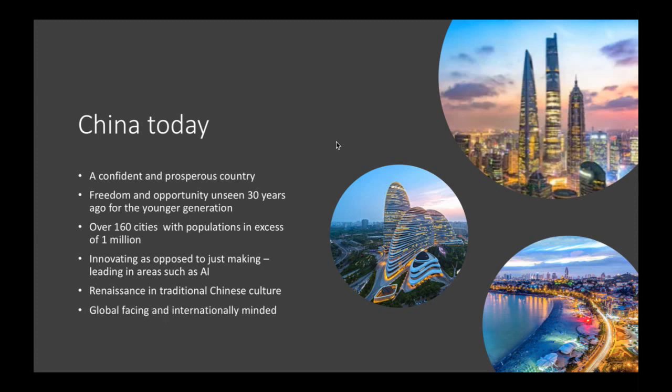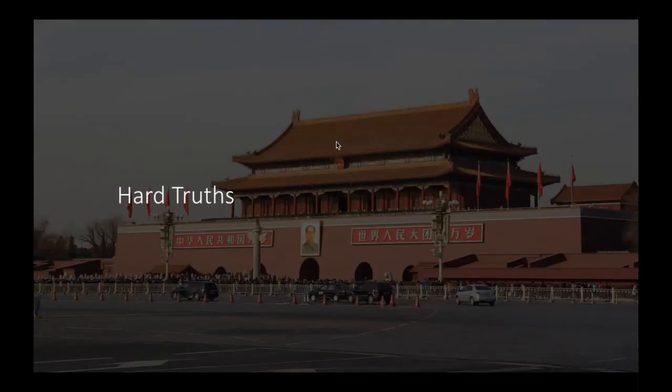China has also become a global-facing and internationally minded country, a country where people are curious and want to know more and more about other people's countries, cultures, environments, in order to try and get ahead in that global world. All of this links into that kind of positivity that's existing in China, that grew and rose like a phoenix from the ashes of the Cultural Revolution.